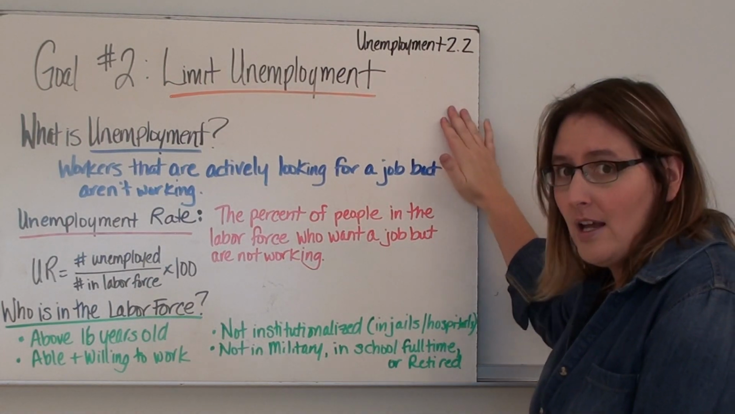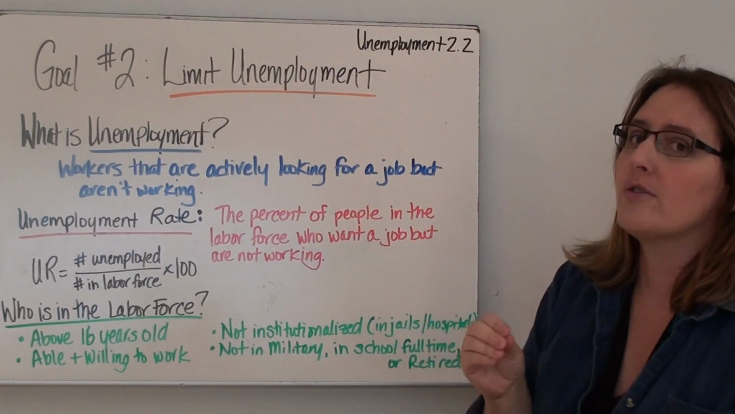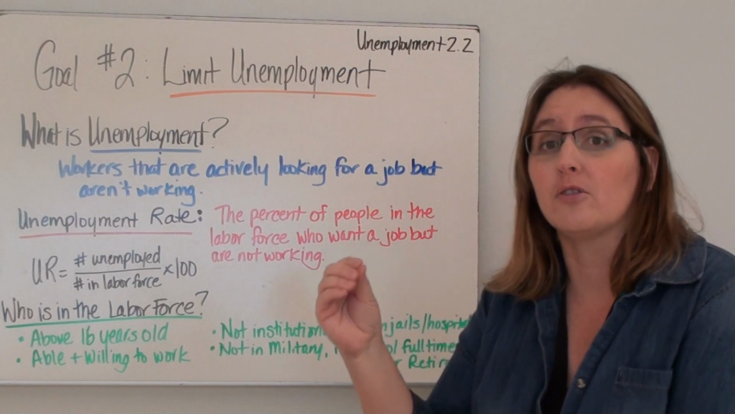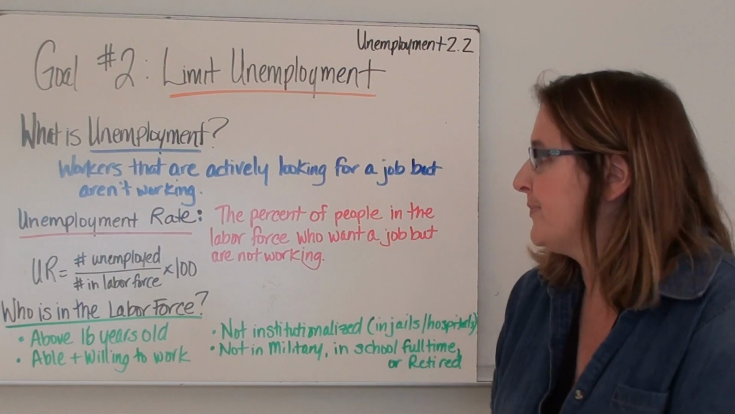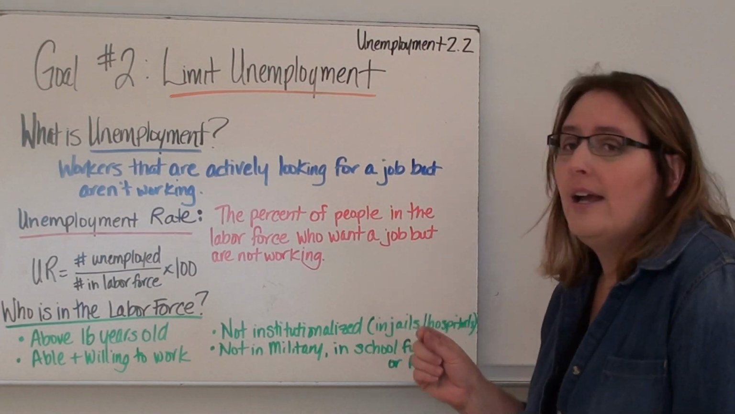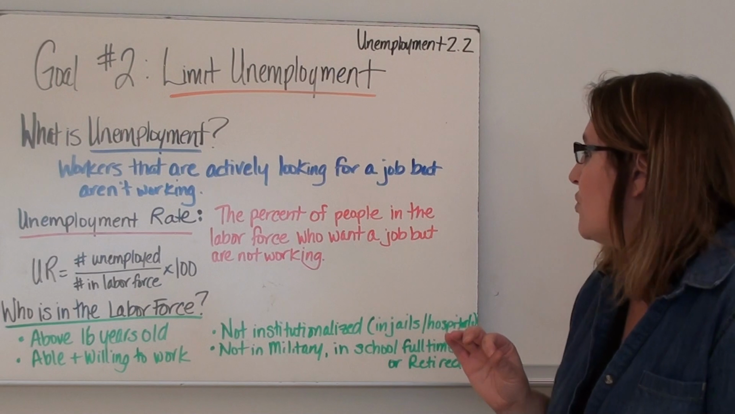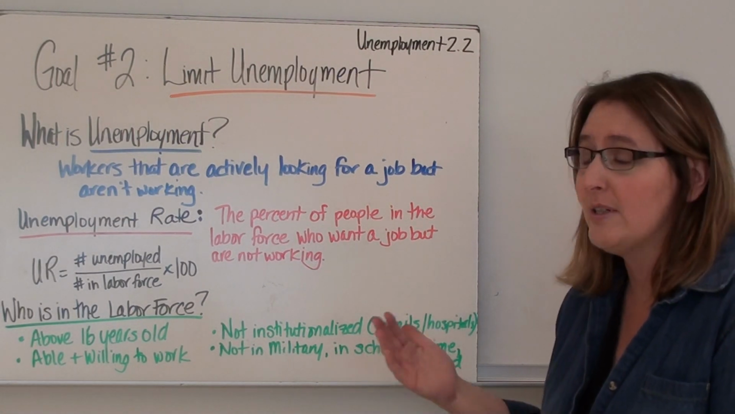The definition of unemployment is workers that are actively looking for a job but aren't working. So they want to have a job, they're looking for a job, but they don't have one. That is the definition of unemployment. The unemployment rate is the percent of people in the labor force who do not have a job but are looking. So they want a job but they're looking.